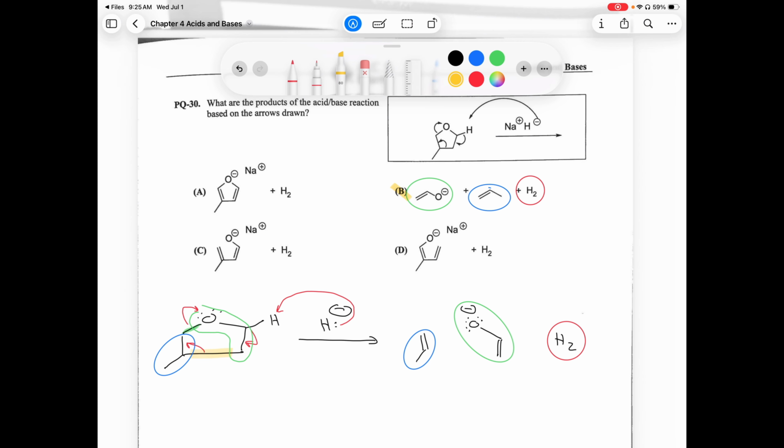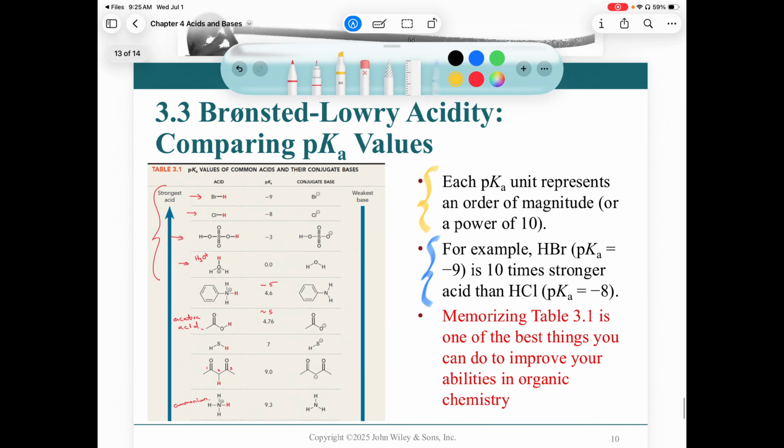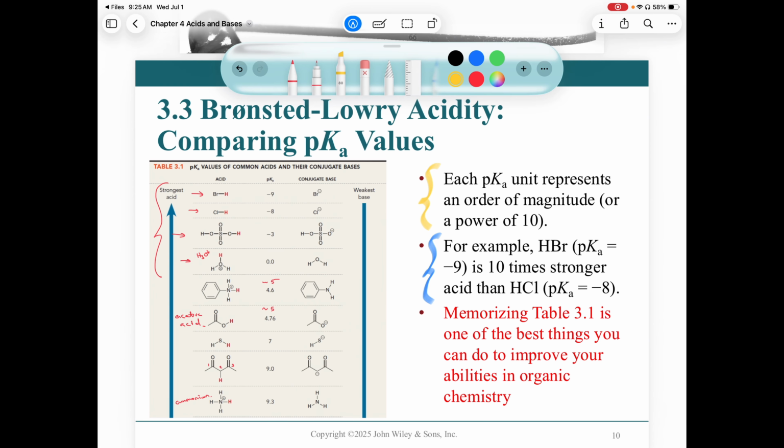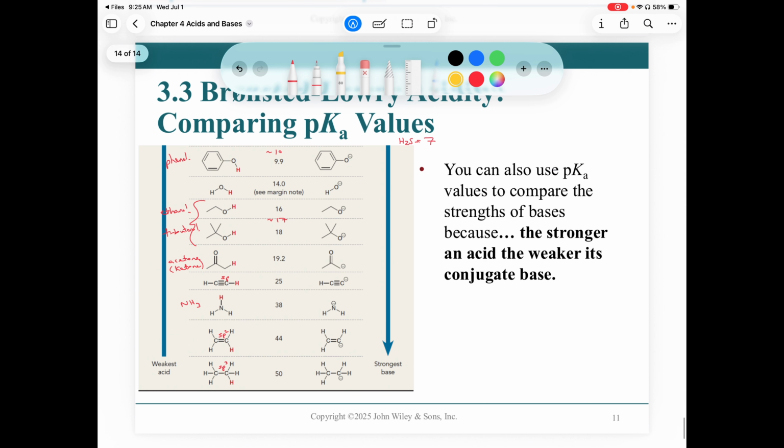All right. I hope you found this video helpful. And as I stated, one of the best things you can do is memorize some pKa values. I know I kind of snuck that in here as a little lesson on pKa values, but it's something that I learned a long time ago studying organic chemistry. The more pKa values you know, the easier the subject becomes. So I encourage you to start with this table and memorize those at a minimum. And if you have a great memory, try to memorize even more.